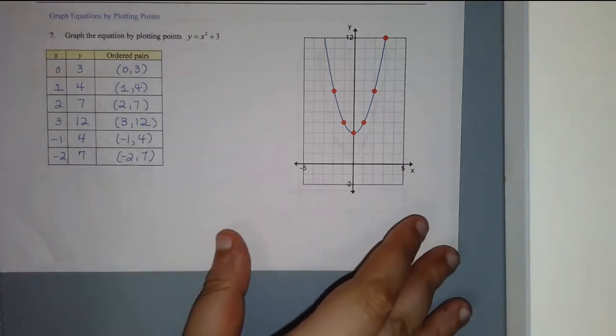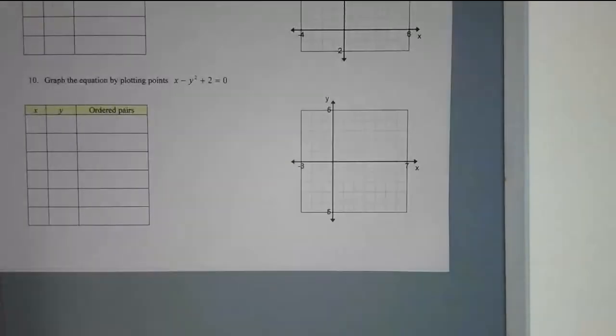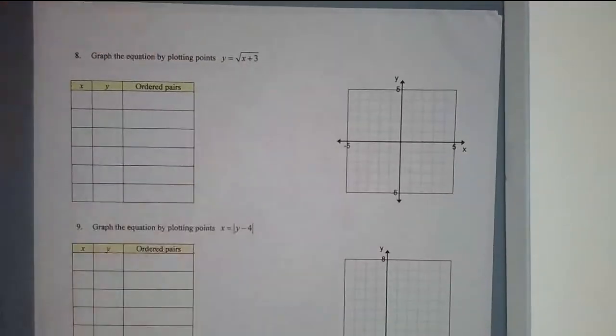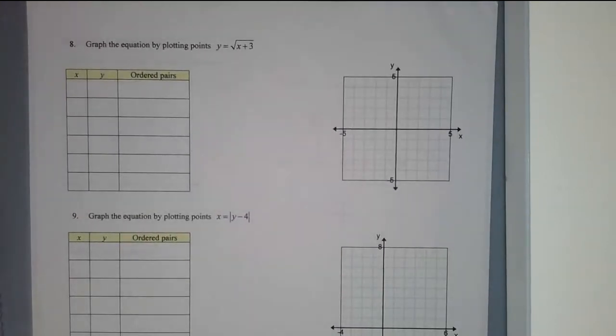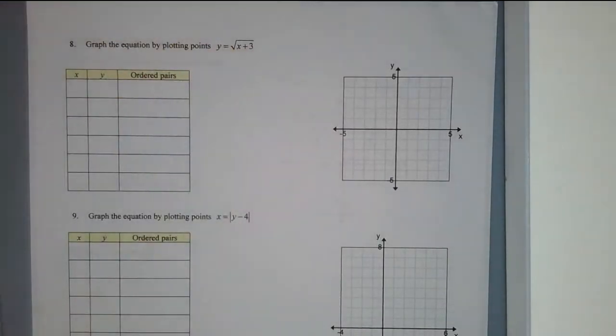Okay, let's look at one. Here you go. This one right here. So, radical. We have a root. So, over here we have y equals the square root of x plus 3. Now, this one does have a limitation.